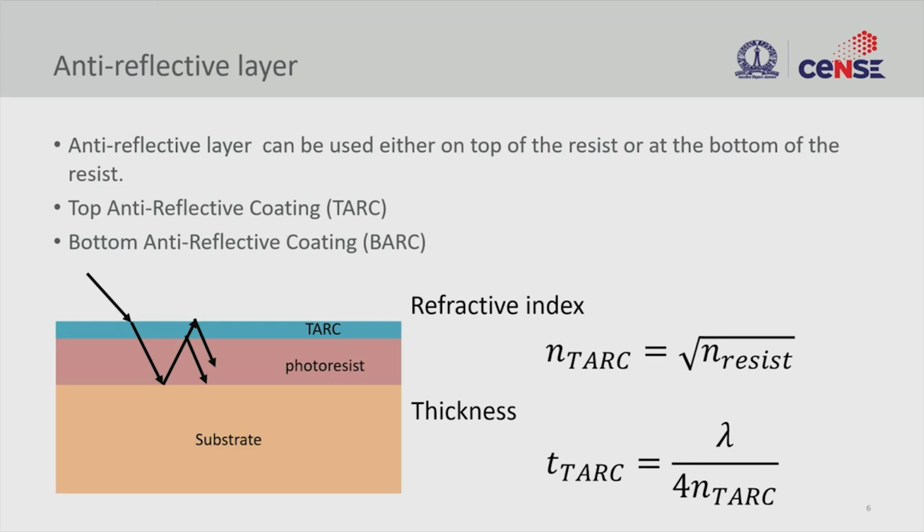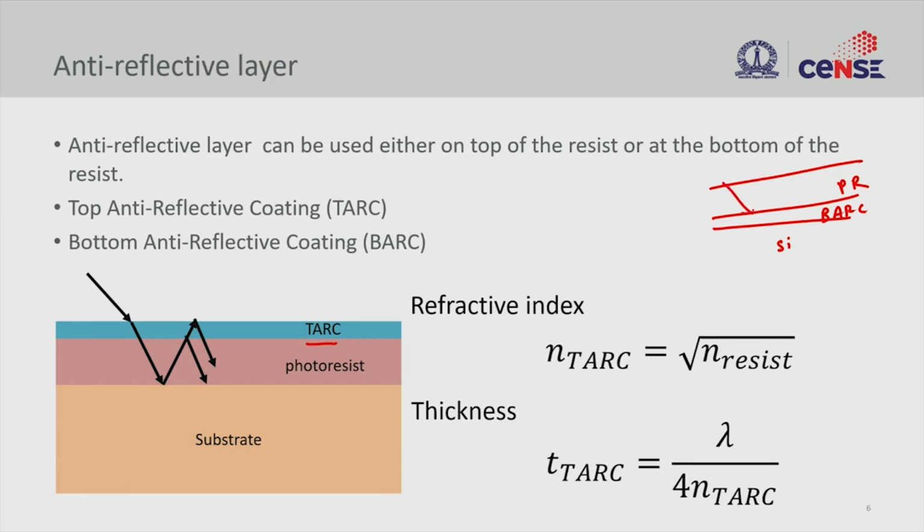So, you can either use it on top or at the bottom, right. In this case, it is TARC, which is top anti-reflective coating. If you put it at the bottom, it becomes bottom anti-reflective coating. So, you can have a silicon substrate, and then you will have BARC, bottom anti-reflective coating, and then you can have photoresist. So, here again the mechanism is the same.